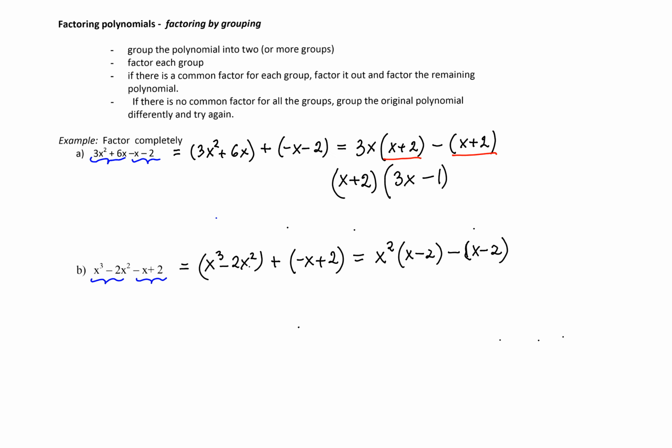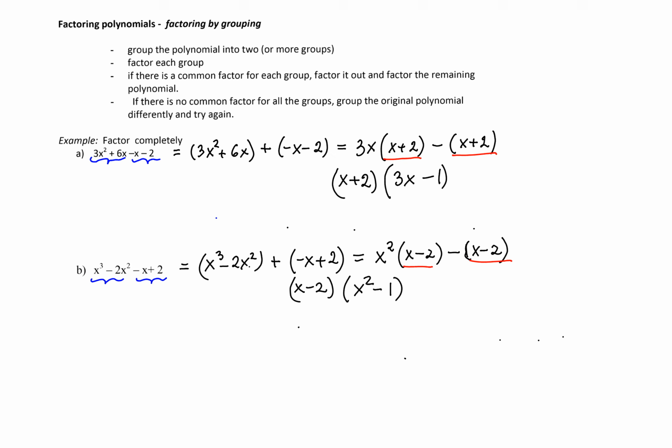Again, we can see that x minus 2 is a common factor, and therefore we factor x minus 2 out from that whole polynomial. What will remain is x squared minus 1.